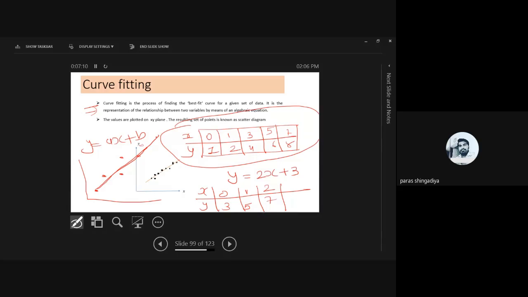Have you any query? Meaning of curve fitting, is there any doubt? Any questions? Hello, am I audible? Yes, sir. Okay. Is it clear, Ayush? Yes, yes. Okay, good. Remaining students, is there any doubt?